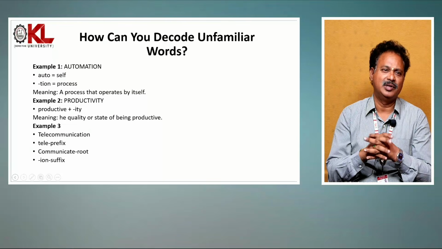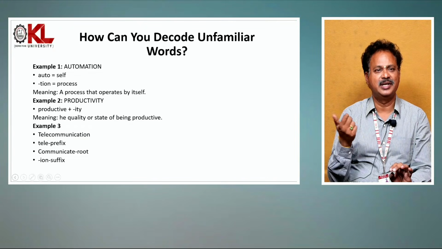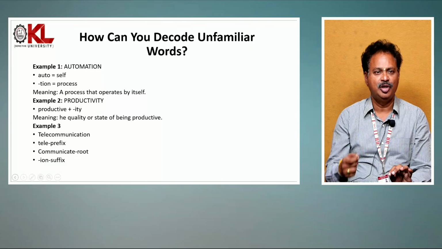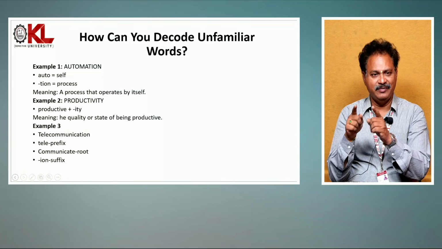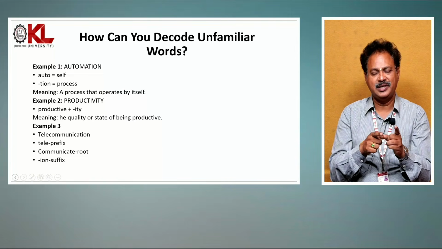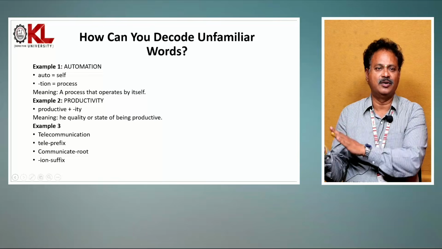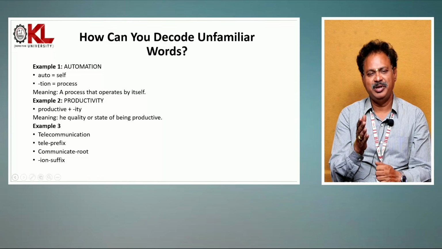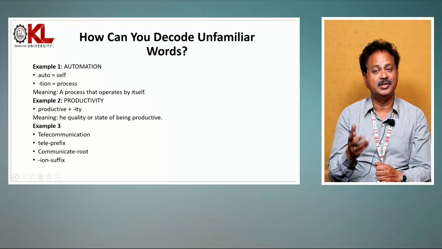Here is an example. Example is automation. Auto means self, that is prefix. TION is process, that is suffix. A process that operates by itself. Productivity, productive, product. See, there are two suffixes added to it. Product, IVE is one suffix, ITY is another suffix, right? Product can be a noun or can be a verb. Productive is adjective, productivity is noun again. Okay. Third one, telecommunication. Tele means prefix, communicate is root word, ION suffix, right? Telecommunication, this is a compound word also.